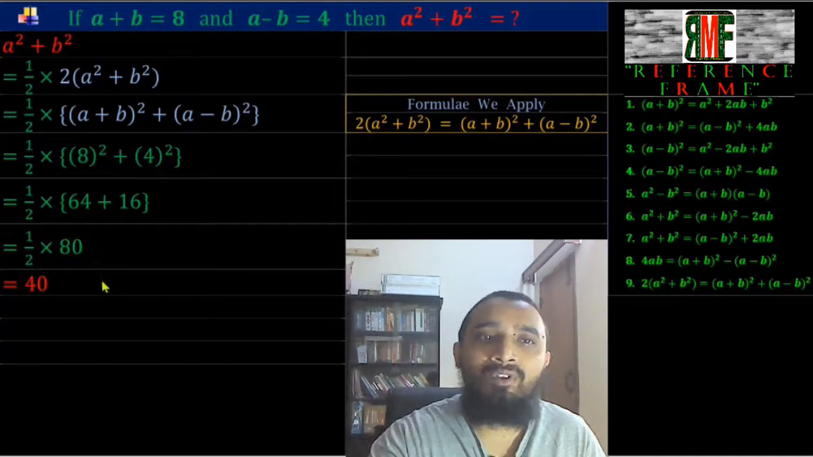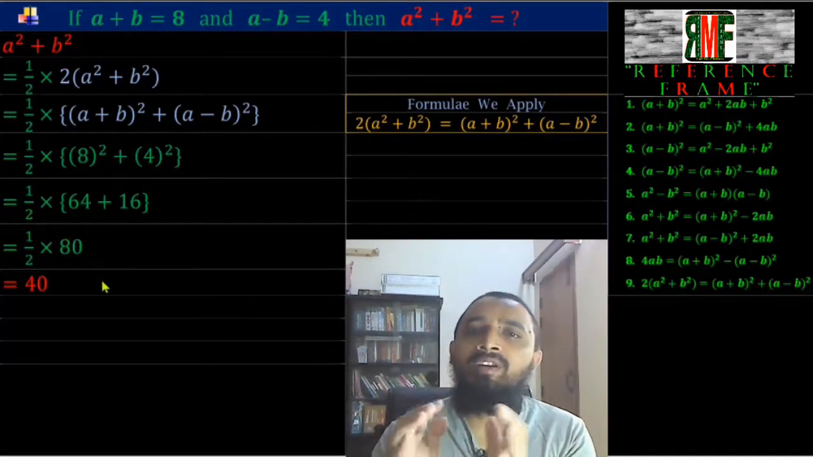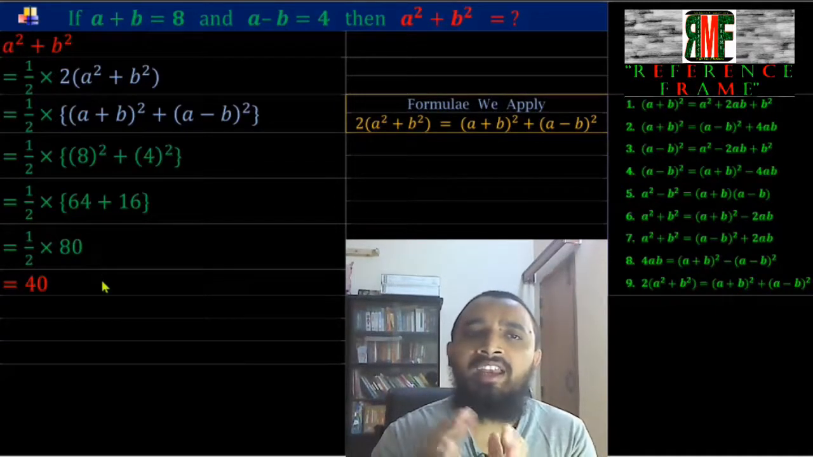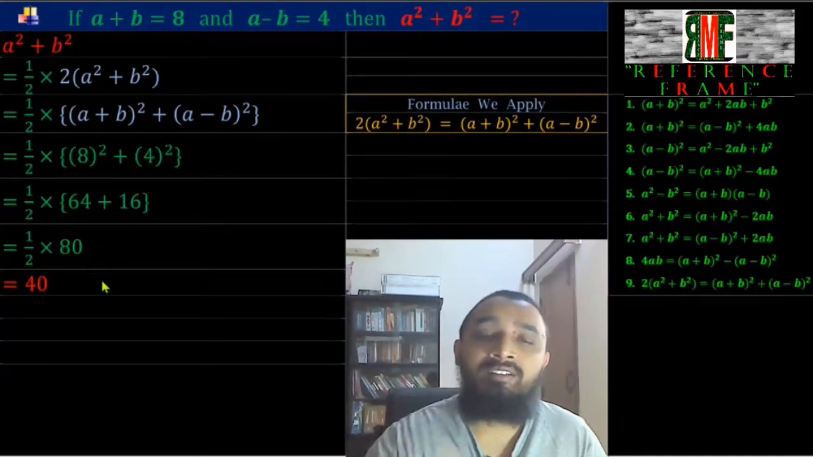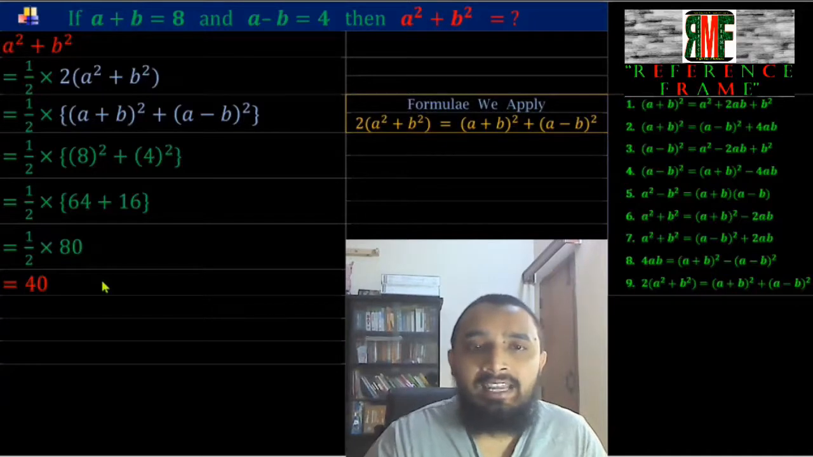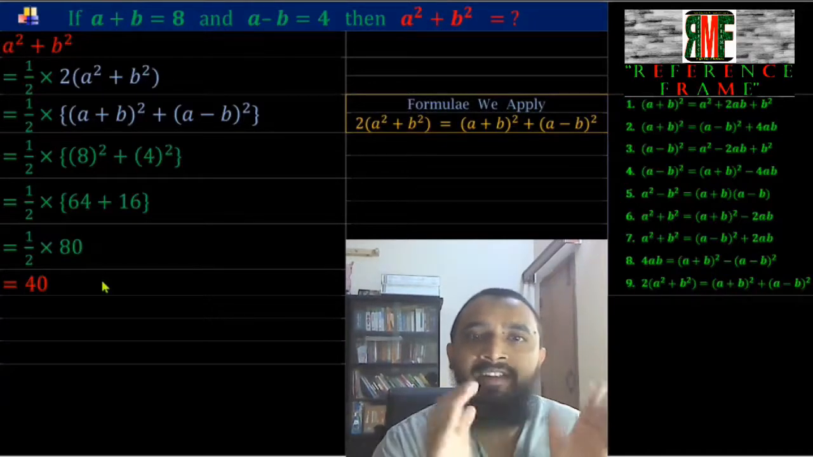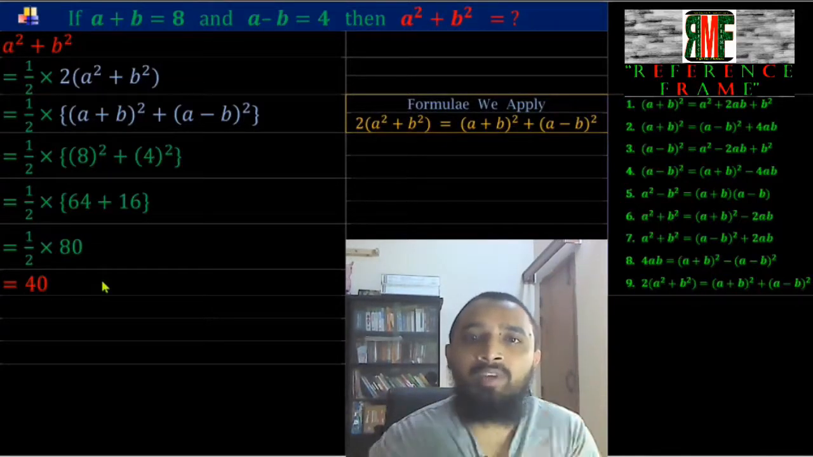So whenever you solve any kind of algebraic problem regarding formulae, especially of second order or third order, whatever it is, we just need to look at the destination and at the given values and relate between them.